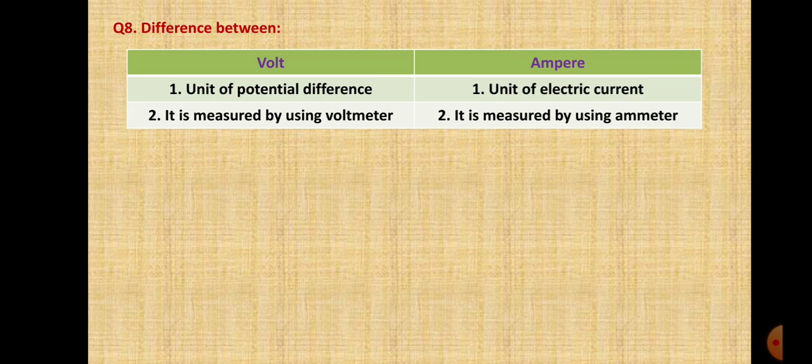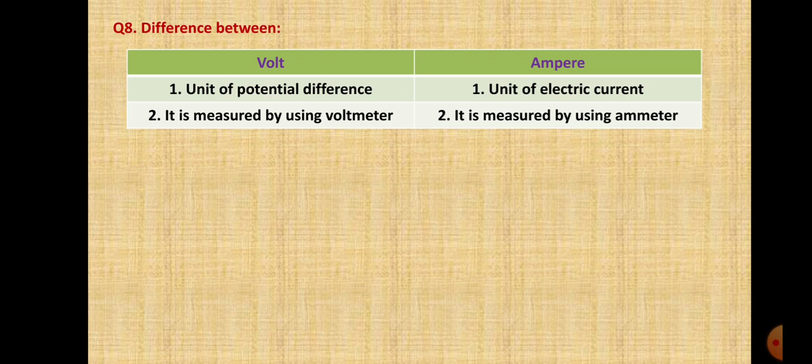Next, question number 8 is, differentiate between volt and ampere. Now, the columns are already given. So, you will write the first point, unit of potential difference. Now, I have written in short, but you will write the complete sentence. Volt is the unit of potential difference and ampere is the unit of electric current.